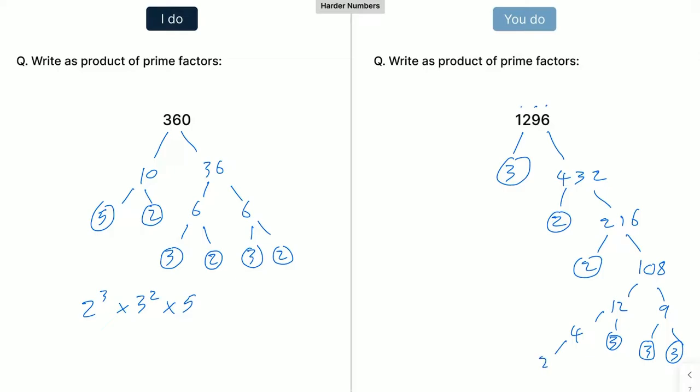And the 4 becomes a 2 and a 2. So our answer for this, how many 2s have we got? It looks like we have got 4 2s, and we have got 1, 2, 3, 4 3s. So that is our answer there.